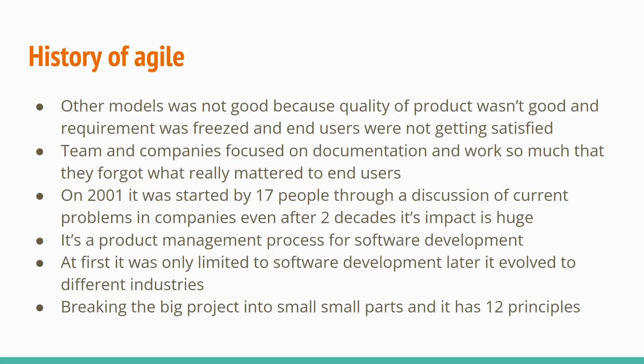So first of all, I'll start with the history of agile. Agile was started because the other models were not good, the quality of products wasn't good, requirements were frozen, and end users were not getting satisfied. Previously, with the software that was made, end users were not satisfied and quality was not good.